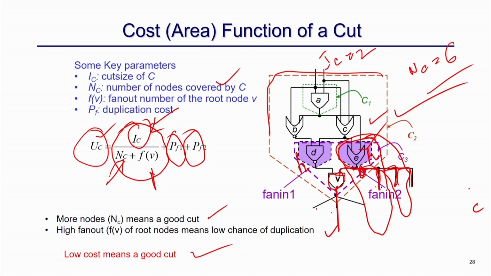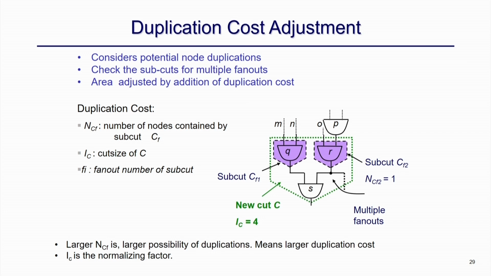So, if that particular root node's parent node, the previous node of the root node, has multiple fan outs, that is actually a bad thing, because if it has multiple fan outs, it has to be duplicated in different other cuts also, which is actually unnecessary. So, that has a negative impact. So, this PF is given by this. The F1 and F2 I talked about, so in general this is F.